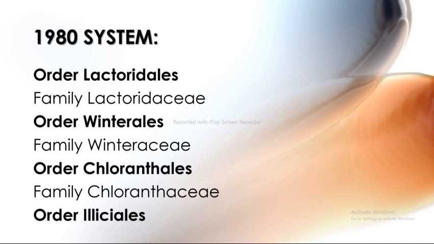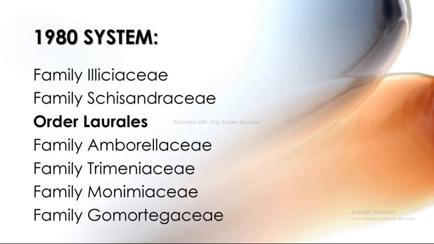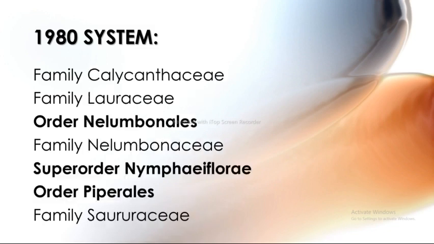Next order is Chloranthales, which includes the family Chloranthaceae. Next order is Illiciales, which includes two families, Illiciaceae and Schisandraceae. And the next order is Laurales, which includes the families Amborellaceae, Trimeniaceae, Monimiaceae, Gomortegaceae, Calycanthaceae, and Lauraceae. Next order is Nelumbonales, which includes the family Nelumbonaceae.